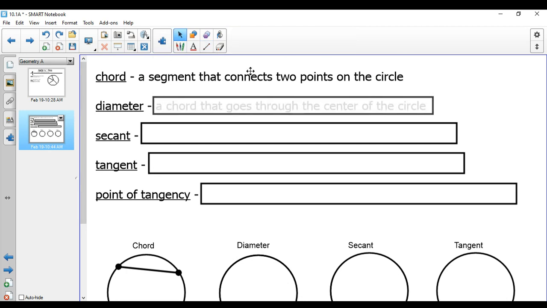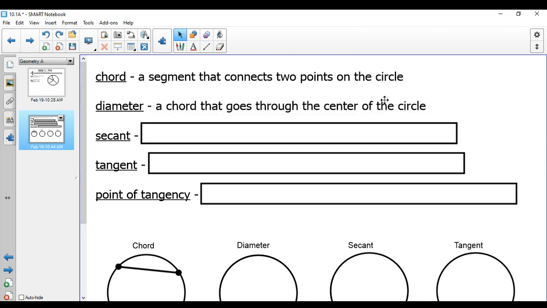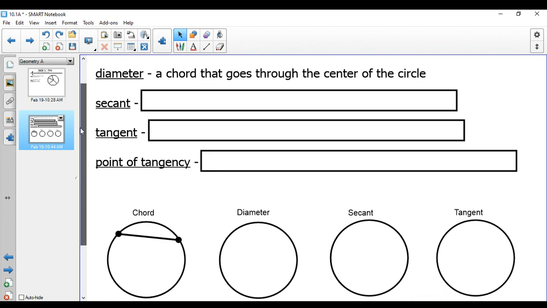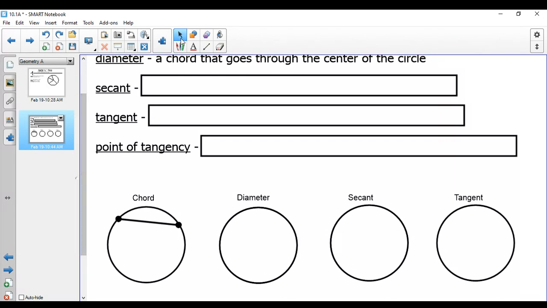Okay, a diameter. A diameter is a chord that goes through the center of the circle. So because it's a chord, it still has to connect 2 points on the circle, but it has to also go through the center. So to draw a diameter, let's start with our center point. The diameter has to connect 2 points on the circle, but also go through the center of the circle. So a diameter will look something like this, connects 2 points on the circle, while also going through the center of the circle.